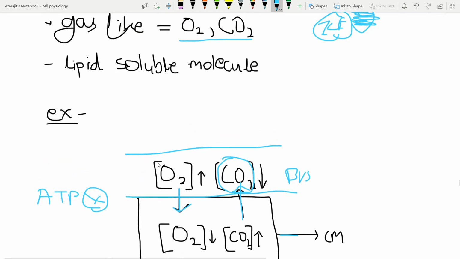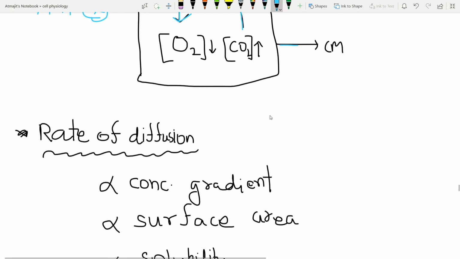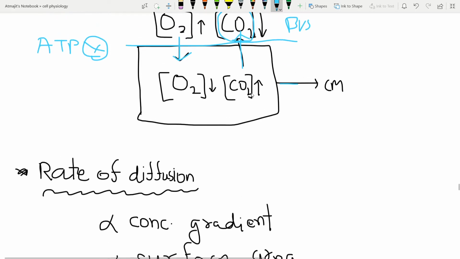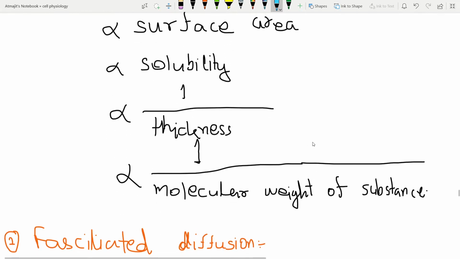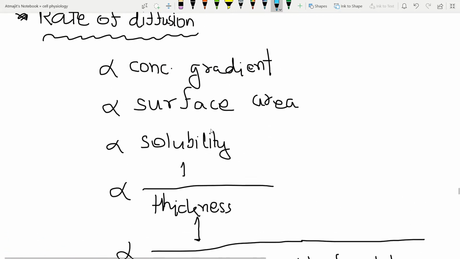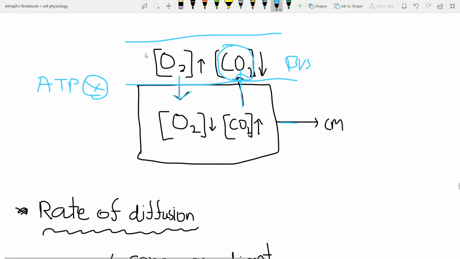This diffusion process is dependent on concentration gradient, surface area, solubility, thickness, and molecular weight of the substance. We will look at how these are connected with the rate of diffusion. The rate of diffusion is directly proportional to the concentration gradient. If the amount of oxygen outside the cell is higher, then more oxygen can enter into the cell.